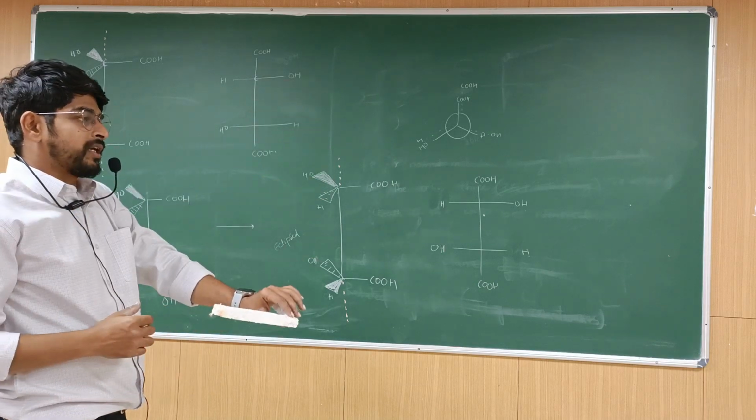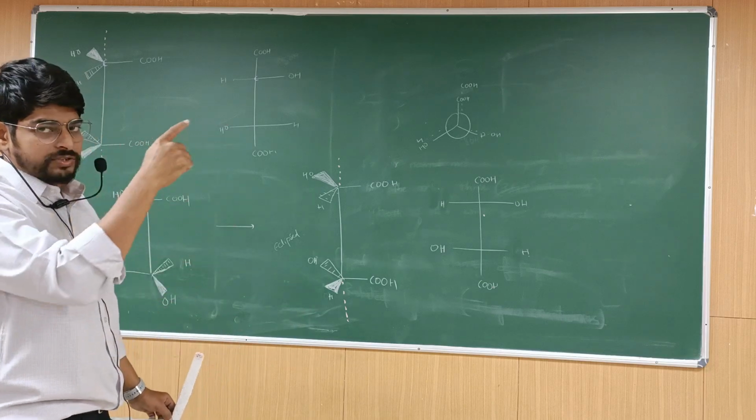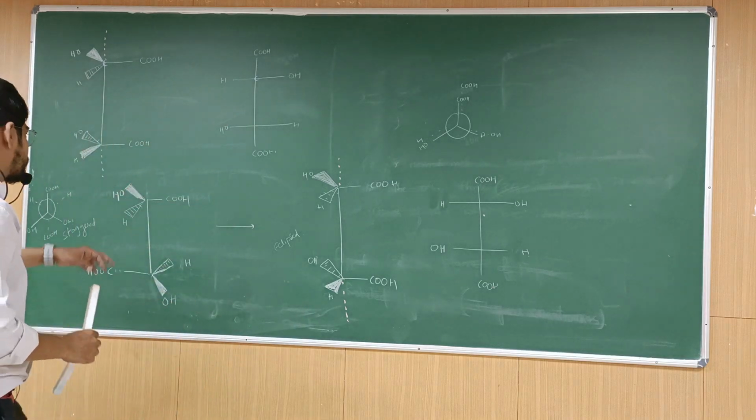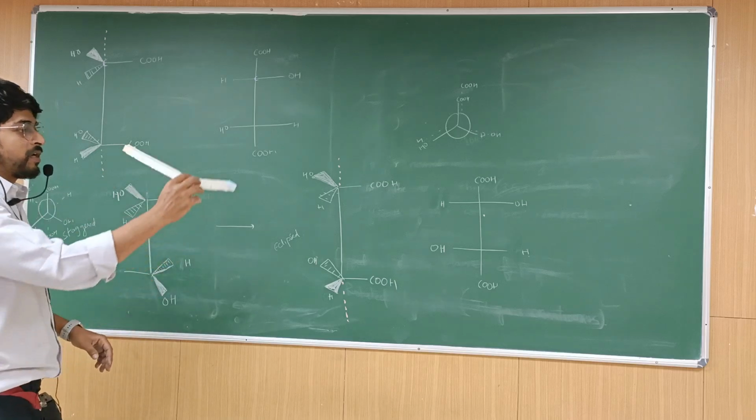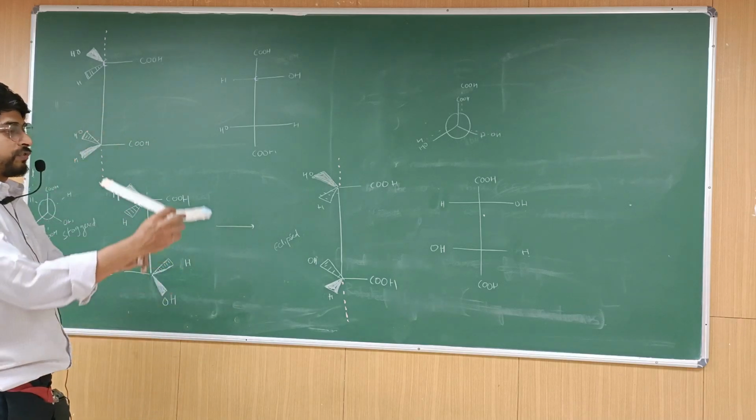So these are the two carbon atoms. They have different configurations on both the chiral carbon atoms. This is a chiral carbon atom, this is a chiral carbon atom. Now what we are doing is converting this into Fischer projection.